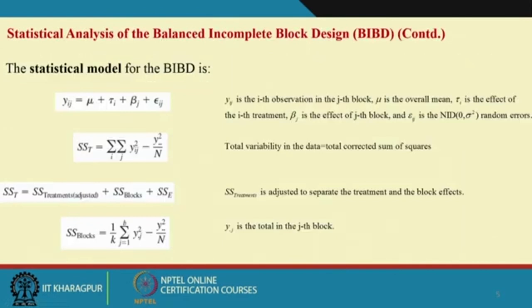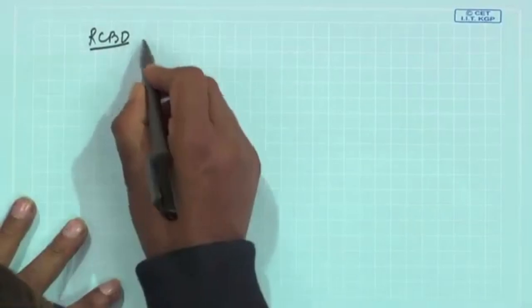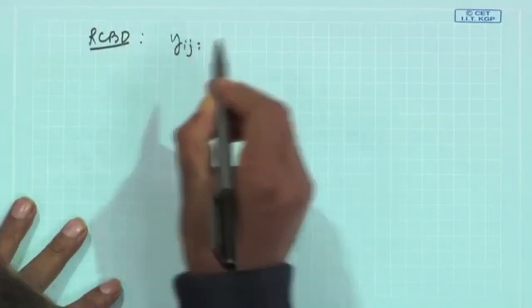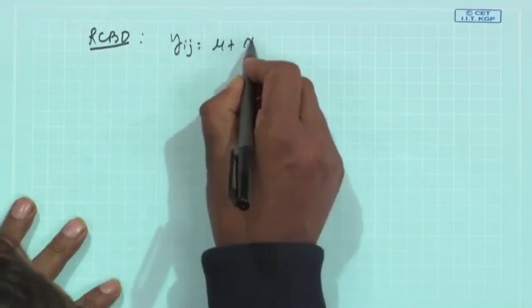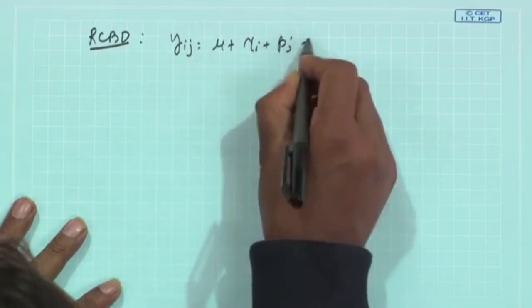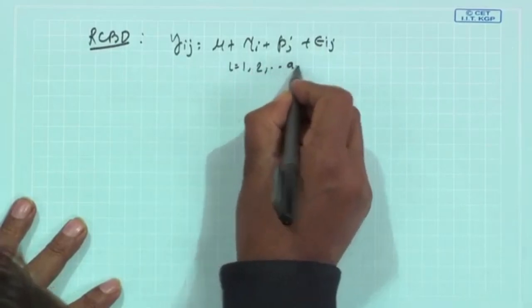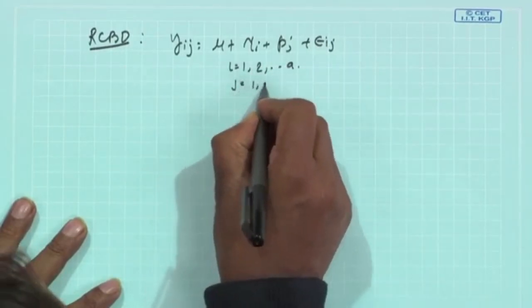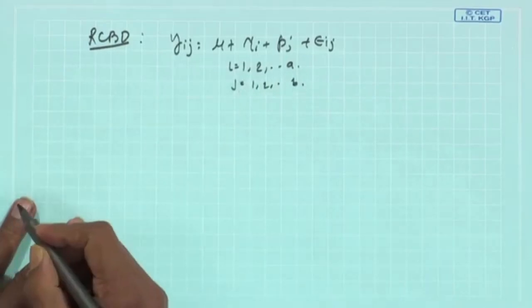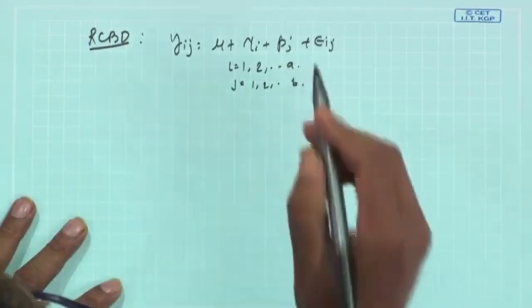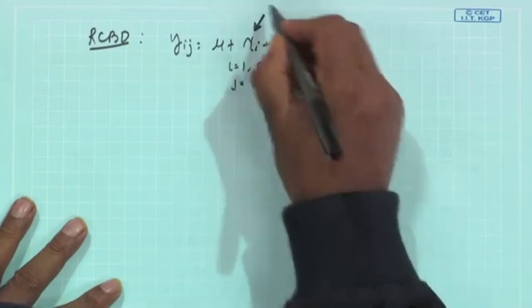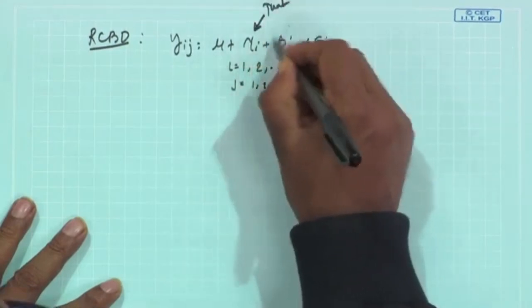So, what will be the statistical model? The statistical model remains the same as RCBD. In RCBD, you have seen y_ij = mu + tau_i + beta_j + epsilon_ij, where i = 1 to A and j = 1 to B. Here tau_i is the treatment effect, and beta_j is the block effect.